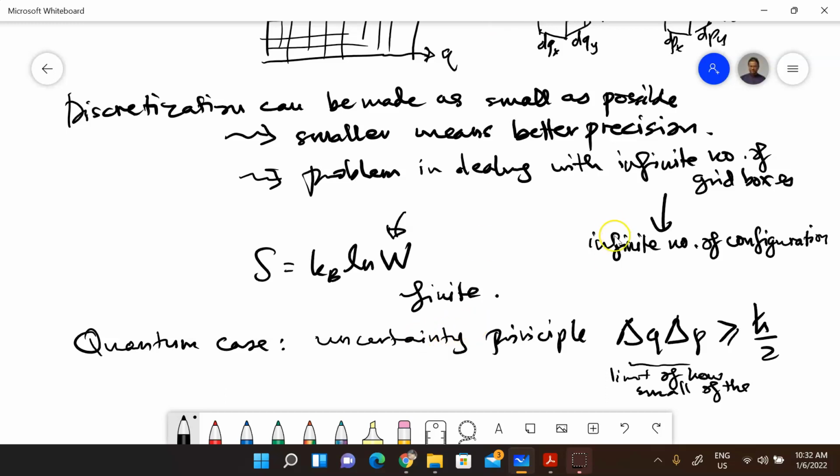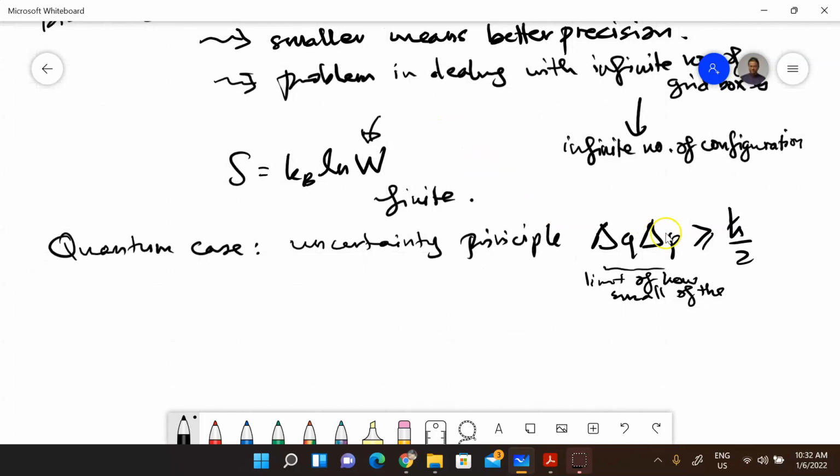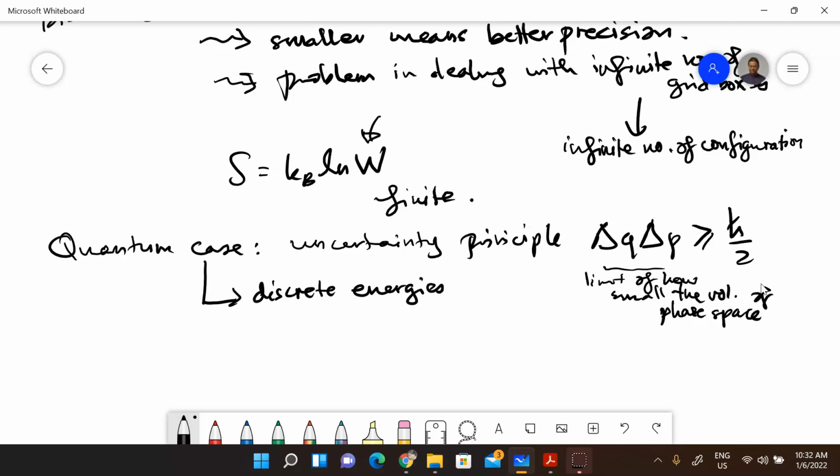My writing doesn't match with what I'm saying. Control Z. How small the volume of the phase space should be. So in this way, that's why the quantum case is simpler, and also the fact that in the quantum case, you talk about discrete energies. That's why we started off with this simple quantum case, because it's easy for us to write down the partition function.